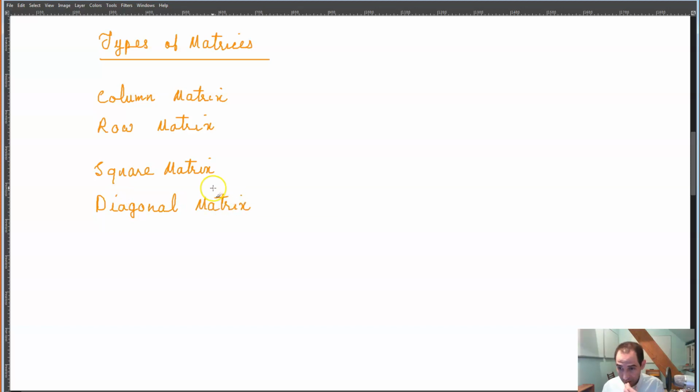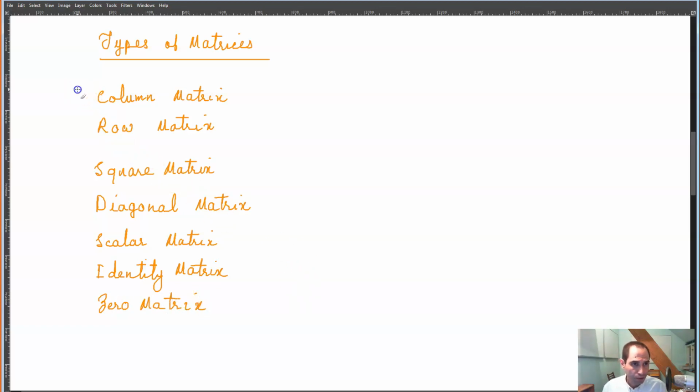There is something called a scalar matrix, an identity matrix, and that's about it. And there is also the zero matrix, right? So we will discuss these one by one.